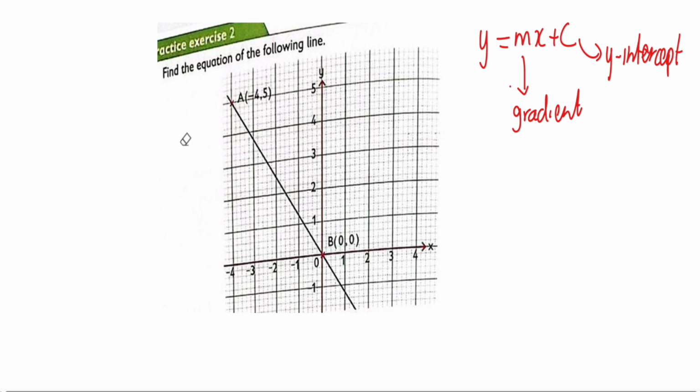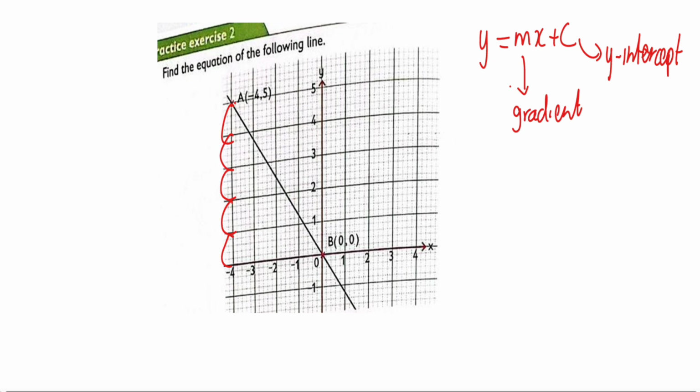Now if you look at this, let's find out the gradient. Just like we said, it is the rise over the run. We have that line, but this one has fallen. So if it's fallen, obviously the gradient will be negative. So this is 1. Let me check it out. 1, 2, 3, 4, 5. So those are 5 boxes, and every 1 box is just 1 unit.